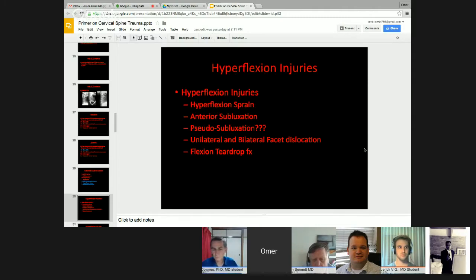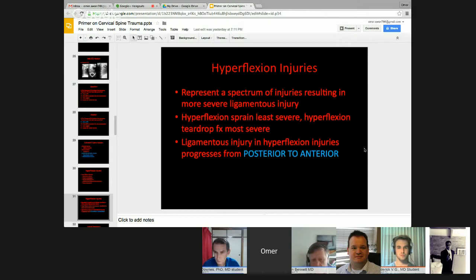the subaxial spine here. So talking about hyperflexion injuries first, this is sort of a continuum of injuries. The least serious hyperflexion injury is a hyperflexion sprain, and then we can go down and talk about anterior subluxation, pseudo-subluxation, facet dislocation, and then flexion teardrop fracture, which happens to be the most serious type of hyperflexion injury, and probably the most serious type of cervical spine injury in the entire cervical spine. So one note about hyperflexion injuries, it's important to note that they represent a spectrum of injuries.